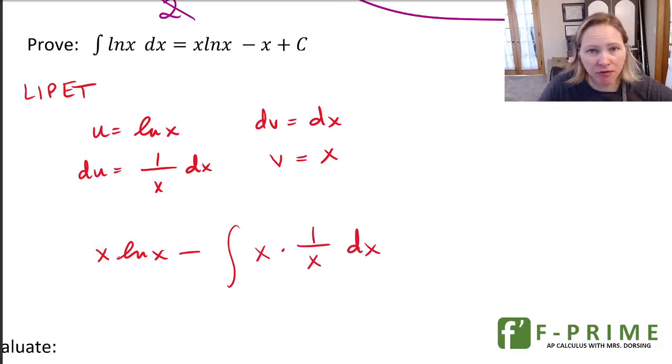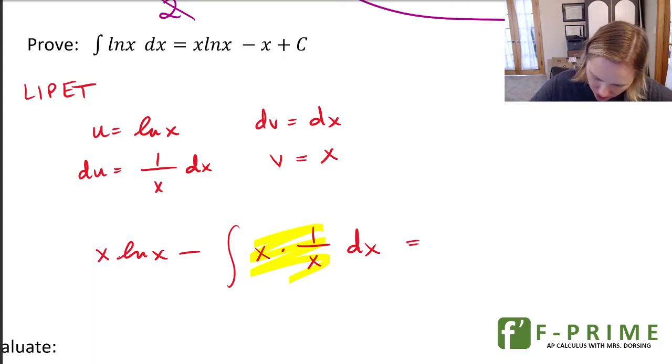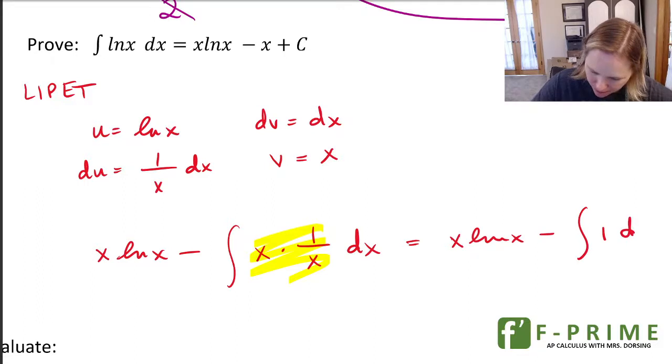Oh, always simplify before you try to do an integral. This right here simplifies to x over x. So let's make it easy on ourselves. x ln x minus 1.